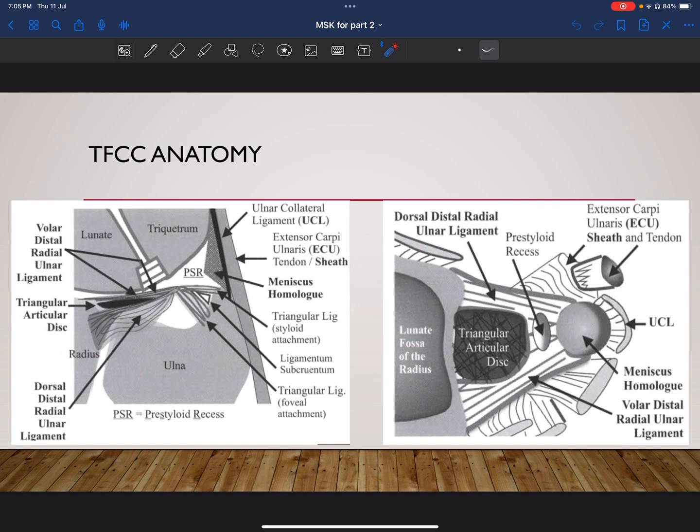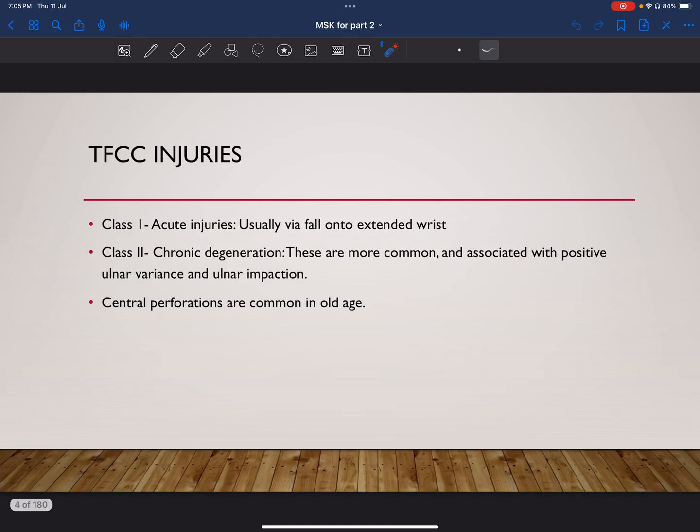Then we move on to the axial cut, and we are seeing again the articular disc, the two ligaments surrounding it, the pre-styloid recess, meniscal homologue, the collateral ligament, and the tendon sheath. So it is not as difficult, right? Then we move on to the injuries.